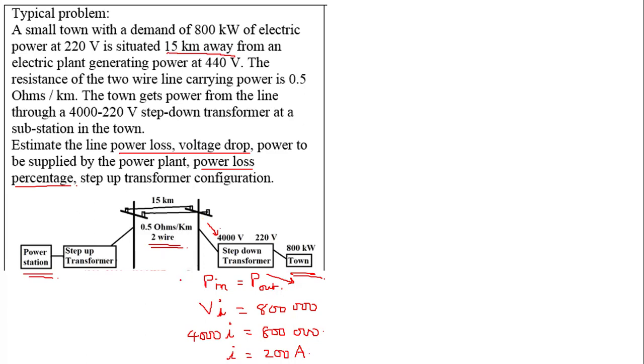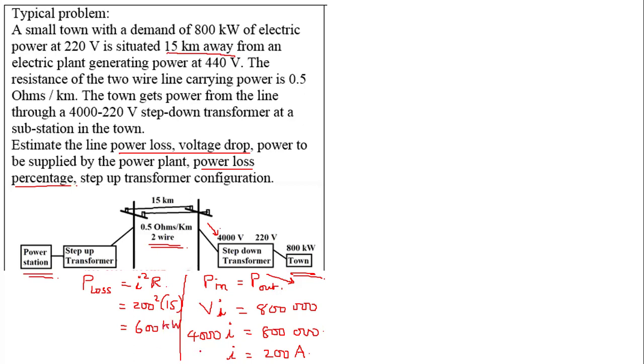How do I calculate the power loss? P loss is equal to I squared R. So that means 200 squared into 15 ohms. Why 15 ohms? Because they said two wires, so 0.5 ohms for one wire, that means 1 ohm for two wires. And then 15 kilometers, so 15 ohms. So if I do this math, I'll be getting 600 kilowatt.